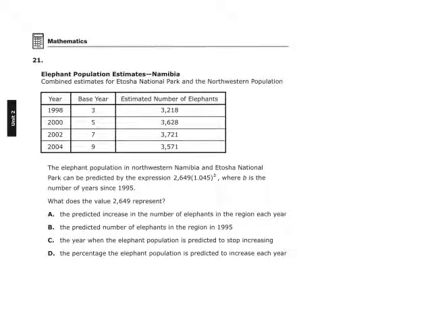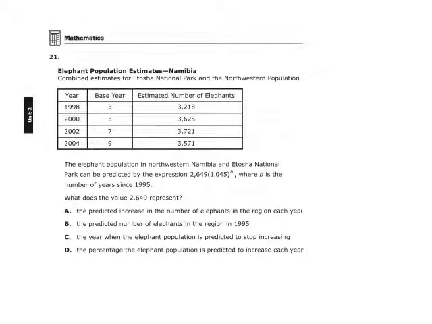Okay, so we are fresh off of our exponential unit, so hopefully you guys all got this one. Here they're asking, what does the number 2,649 represent? Well, that's your A term, and so that's going to represent your initial value. They said that this is base year 3, so therefore this is number of years since 1995. So we're saying that in the year 1995, there was an initial number of elephants of 2,649. That's the one you're after.